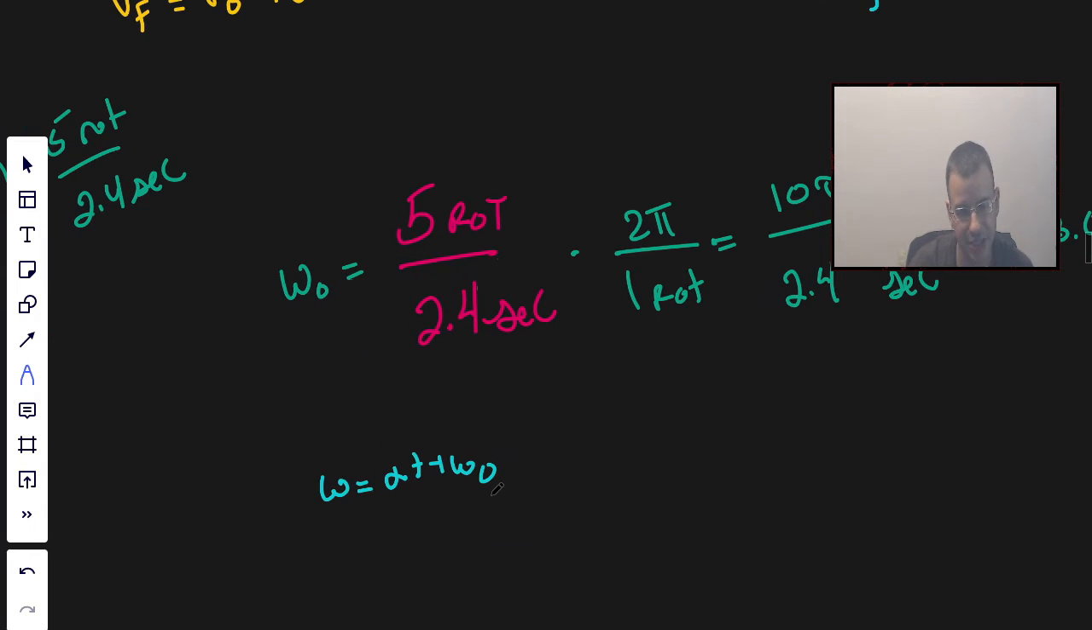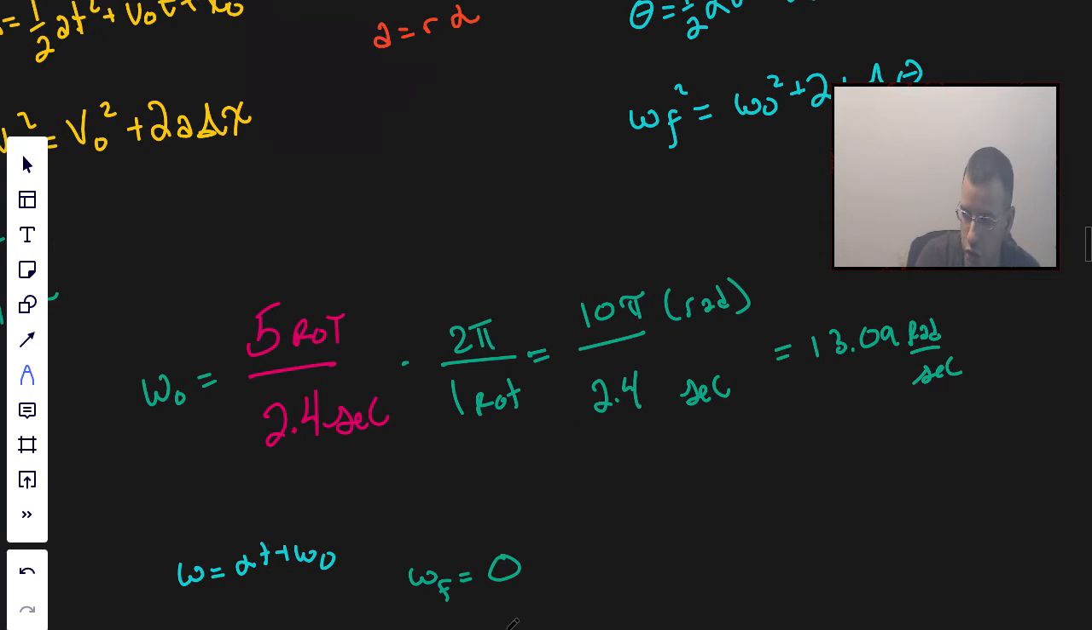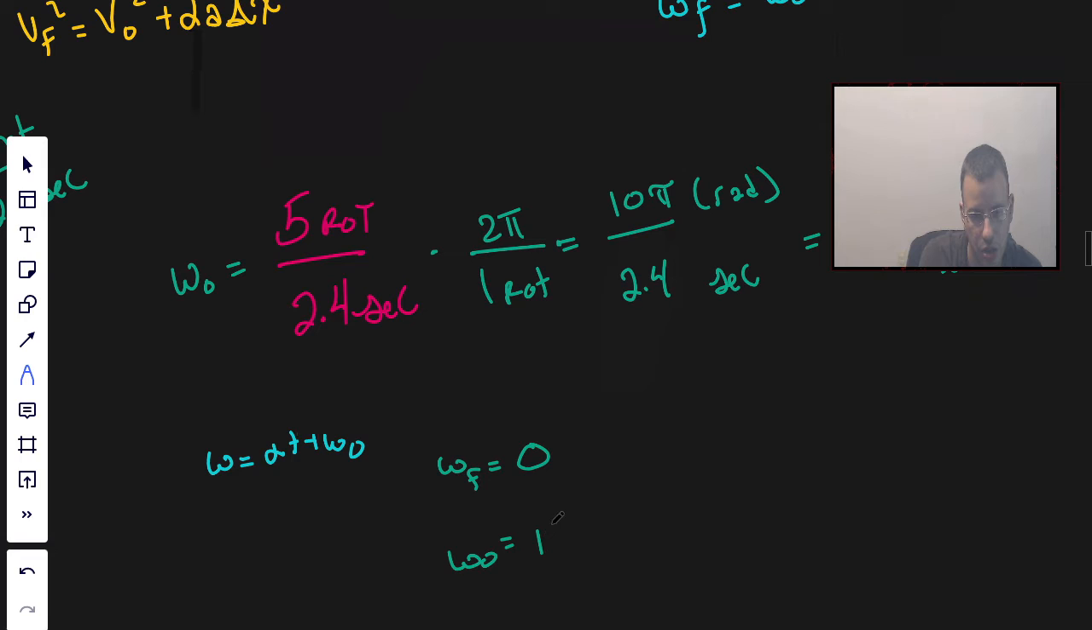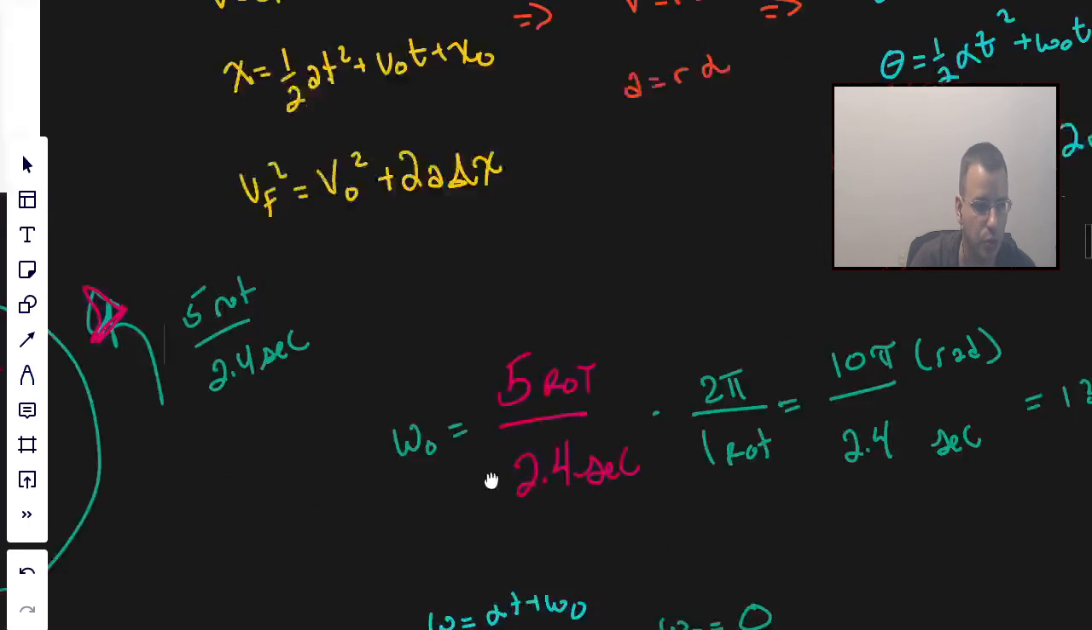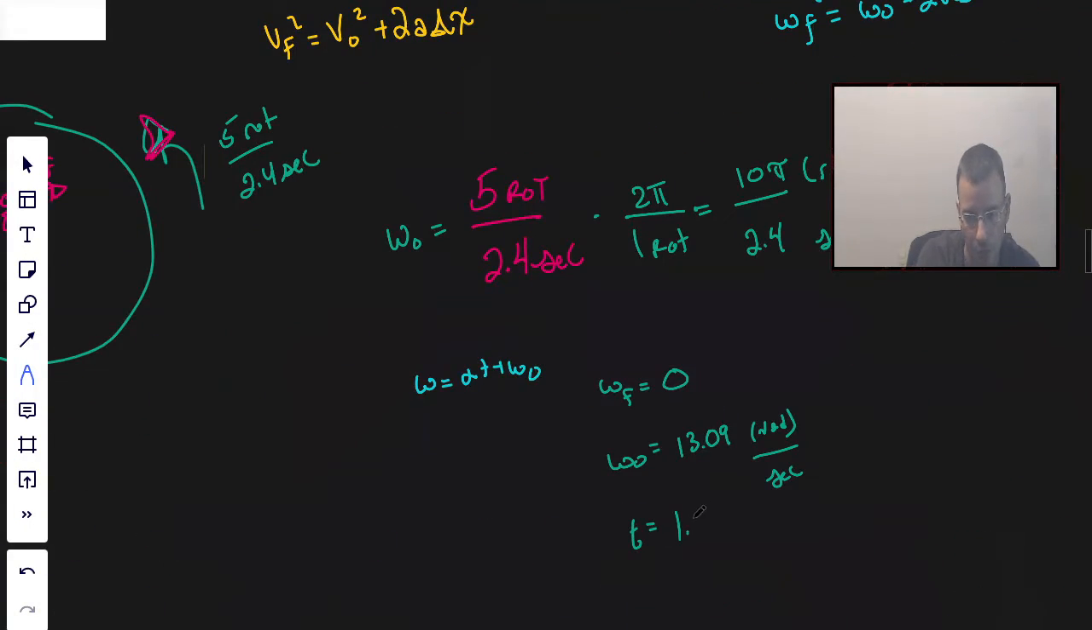And I'm going to say that omega final equals 0. Omega initial, we just found it. I think that's 13.09 radians. T equals, I think they gave us, 1.3, yep, 1.3. Alpha equals question mark. We don't know what that is. That's what we're trying to find.